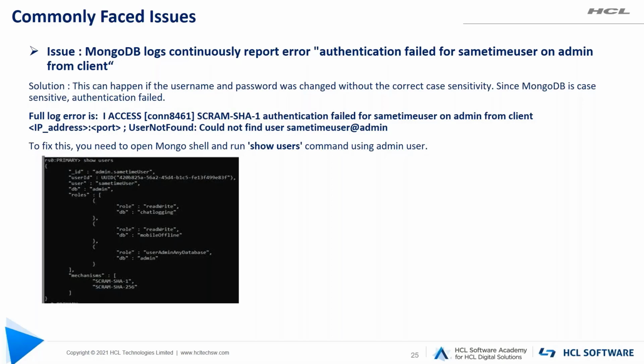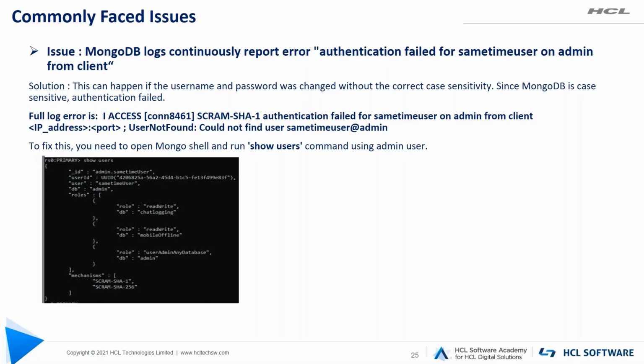If you have referred to the documentation for creating the user, the name of the user is sametimeUser, where U is capital. Here in the error message, you can see that U is not capital, and this is why you are running into this error. MongoDB will always consider it a different user and won't authenticate the user. So you can fix it by updating the correct username and password for the user.